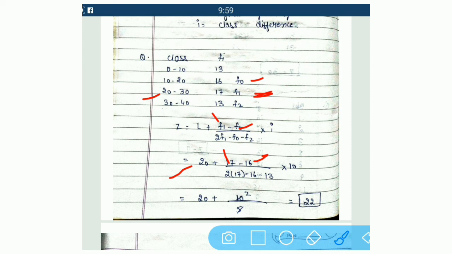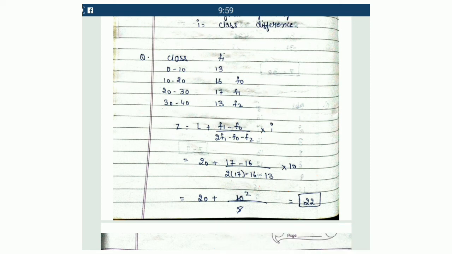That is 2F1. So F1 हमारा 17 multiplied by 2, minus F0 that is 16, minus F2 that is 13. ये F2 की value ले ली, whole multiplied by I. I that is the class difference. ये सबके बीच का जो difference है जो equal है, that is 10. So multiplied by 10.